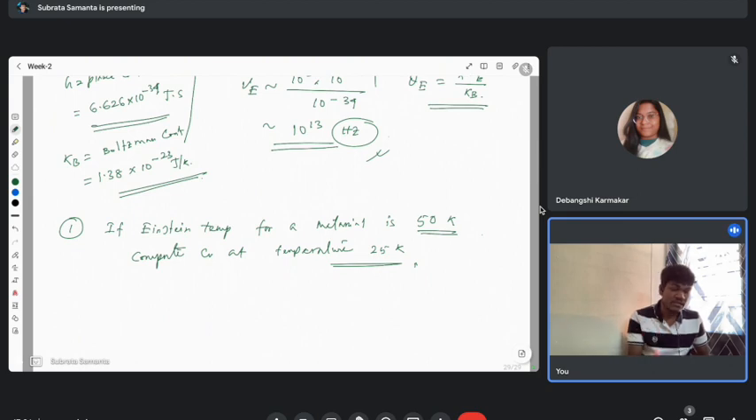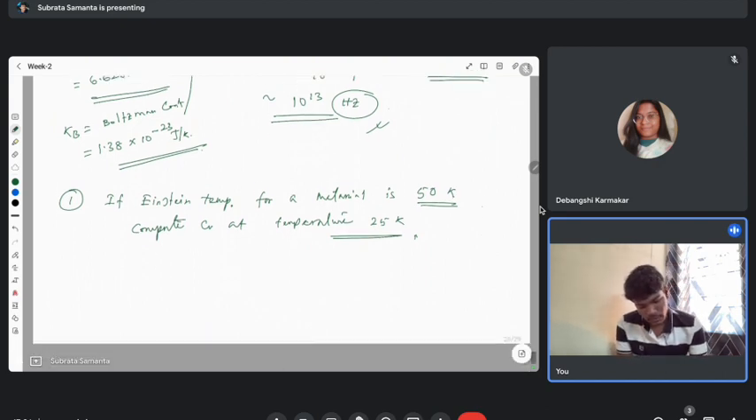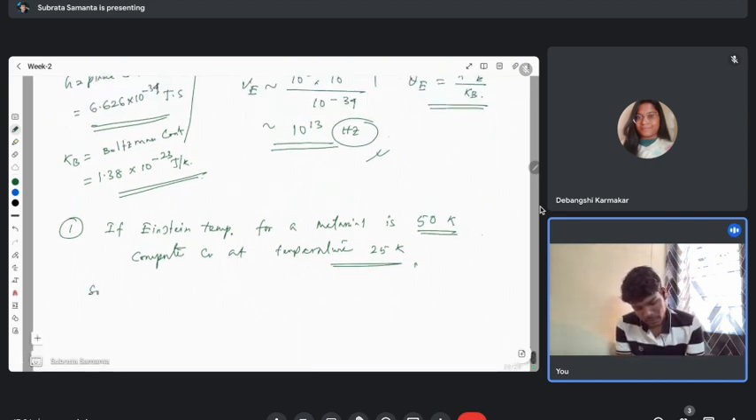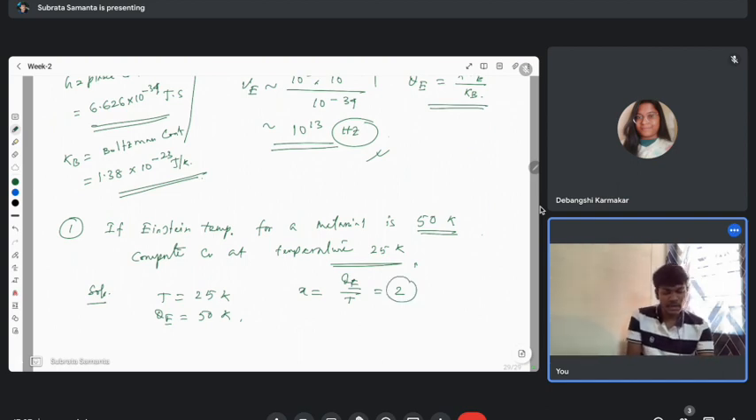So this calculates Cv at different temperatures. The characteristic temperature is the Einstein temperature, so this is different from the usual temperature, right? The solution is that we know T is 25 Kelvin and theta E, the characteristic temperature, is 50 Kelvin. So we define x as theta E over T, which means x is 2.